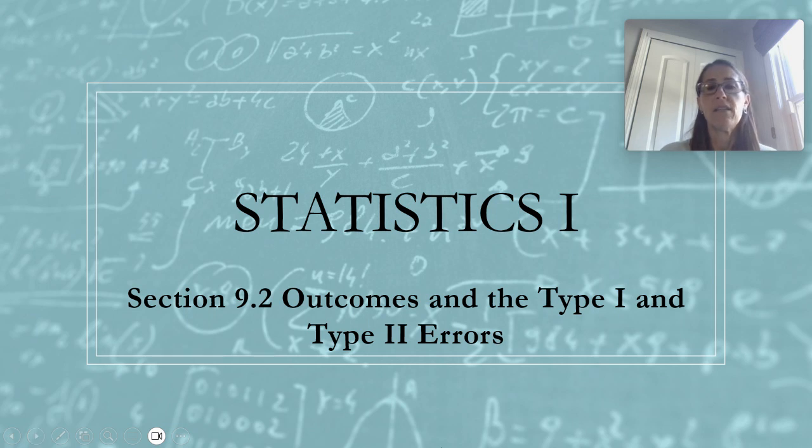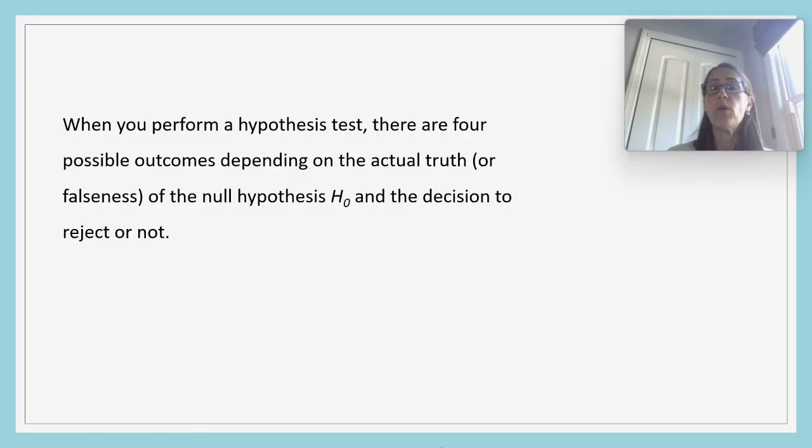This video is on section 9.2, outcomes and the type 1 and type 2 errors. When you perform a hypothesis test, there are 4 possible outcomes depending on the actual truth or falseness of the null hypothesis, H0, and the decision to reject or not reject the null hypothesis.